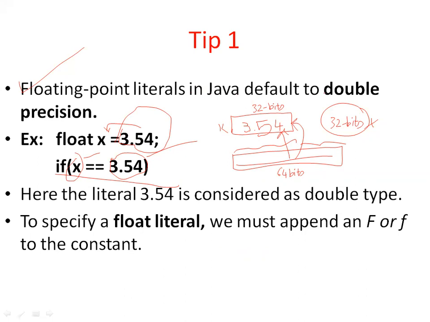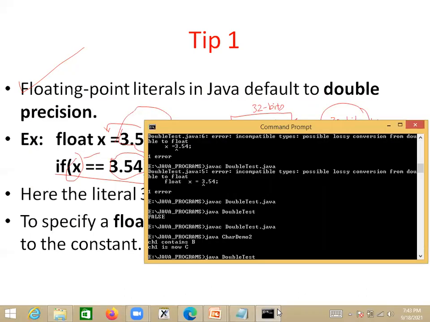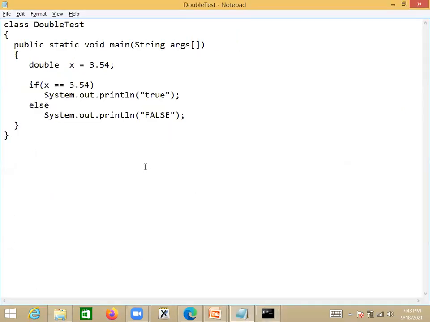If you know this point, you will remember it forever and you can identify why it is becoming false. If I ask students this same program in class, many will say the answer will be true. Even if I declare this as a float and say F, almost 95% of students will say the answer will be true, but it prints false.